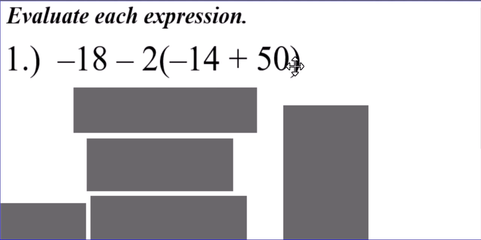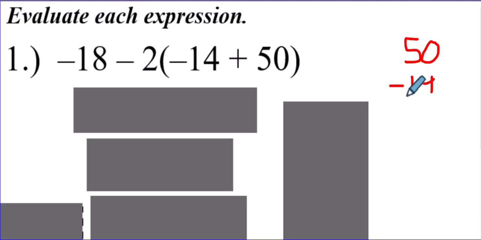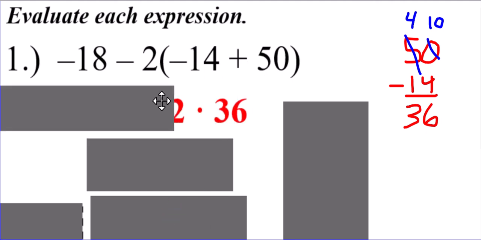Negative 14 plus 50. Off to the side, we're going to take 50 minus 14. The bigger absolute value must go on top. And we're going to have to do some borrowing. So this 5 is going to become a 4, and this 0 is going to become a 10. And now we will subtract. 10 minus 4 is 6. 4 minus 1 is 3. Who has the bigger absolute value? It is the positive number. So this is going to be positive 36.